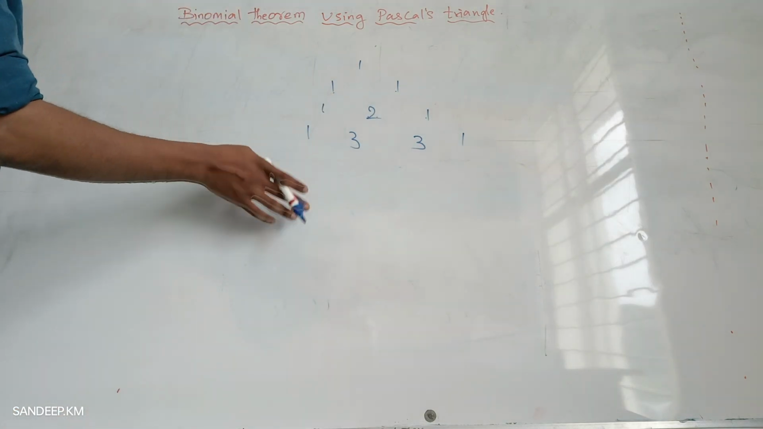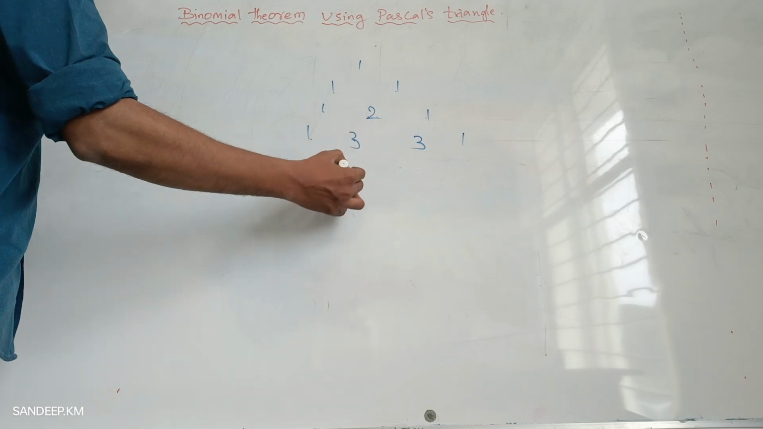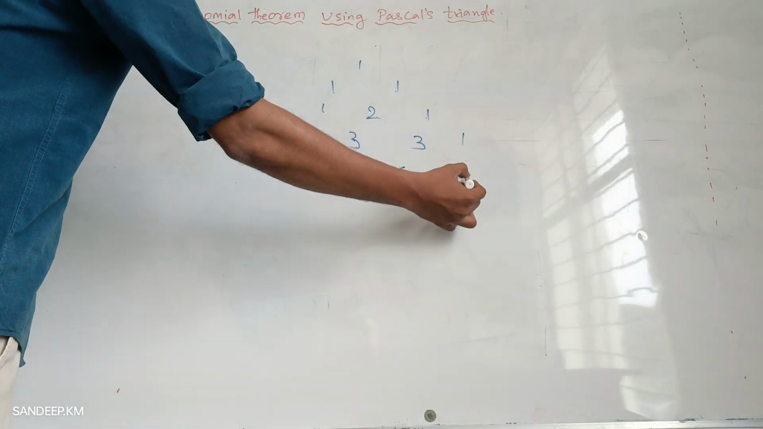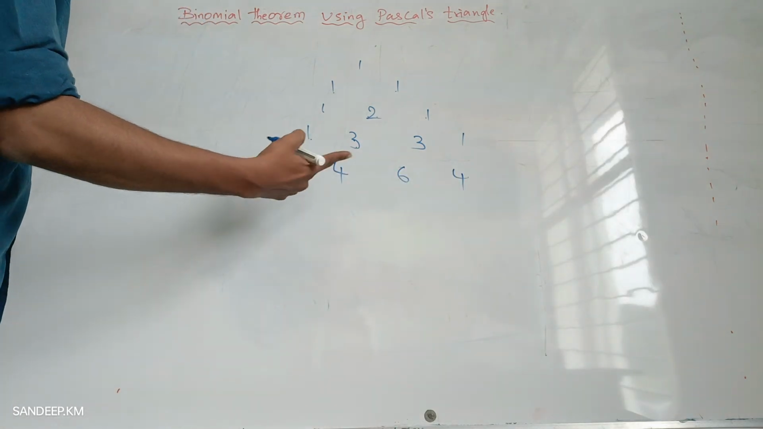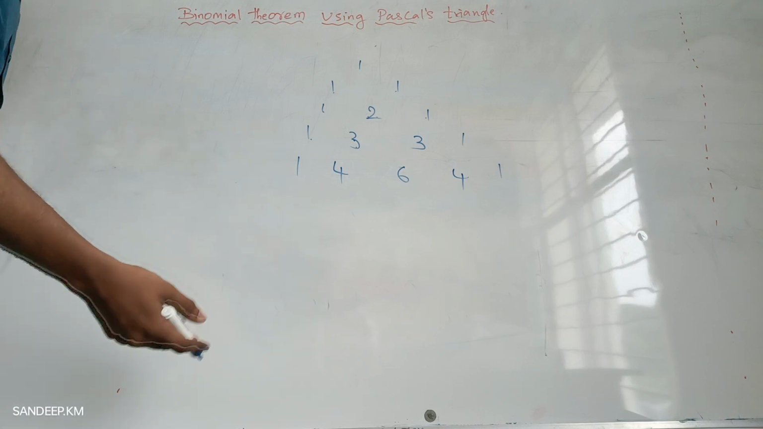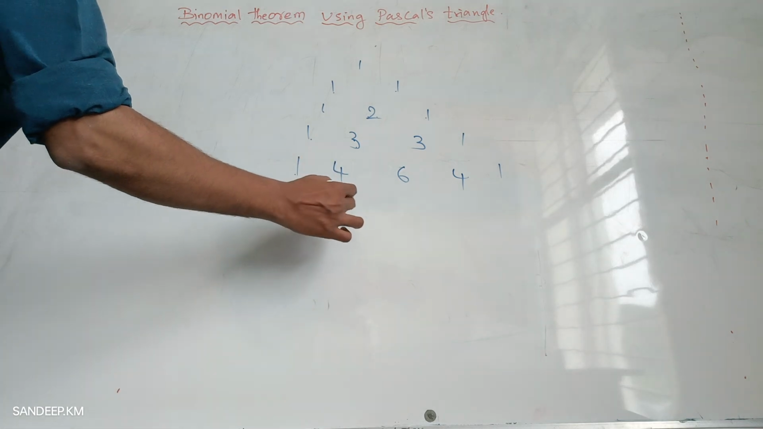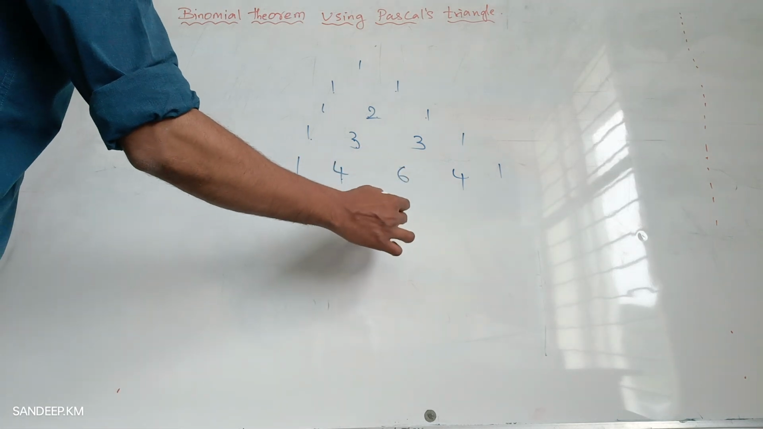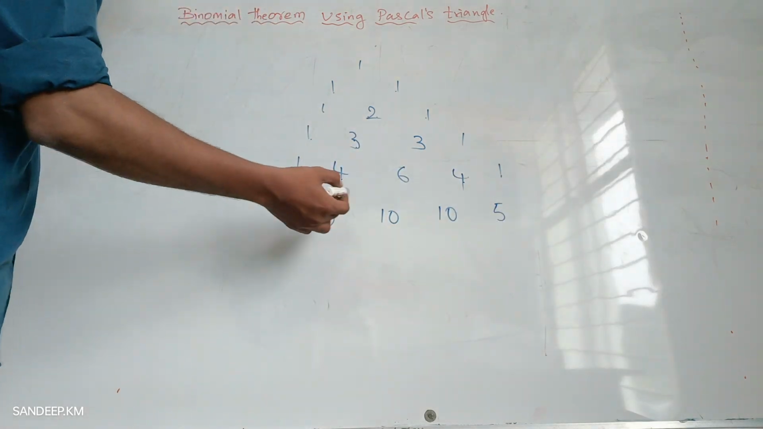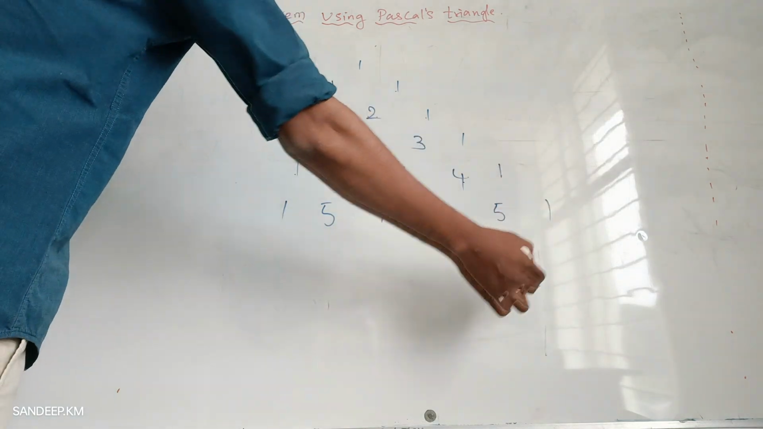And next, in the fifth row, 1 plus 3 is 4, 3 plus 3 is 6, 3 plus 1 is 4, and you have to end this process by keeping 1 on both sides. And what comes in the next row? Obviously 1 plus 4 is 5, 6 plus 4 is 10, again 6 plus 4 is 10, 4 plus 1 is 5. You have to end this process by keeping 1 on both sides.